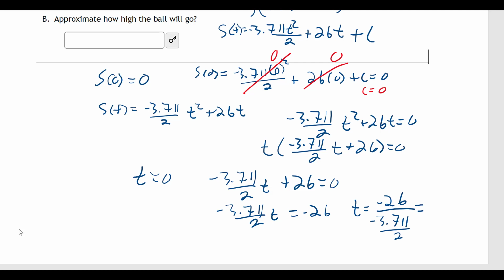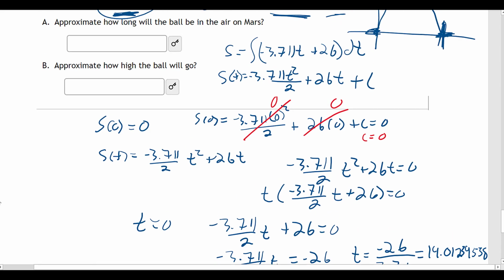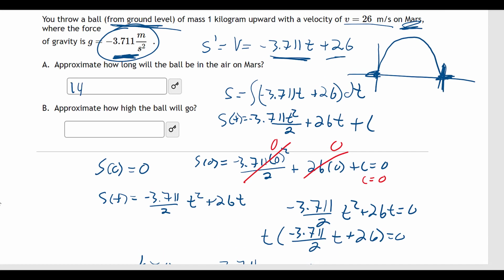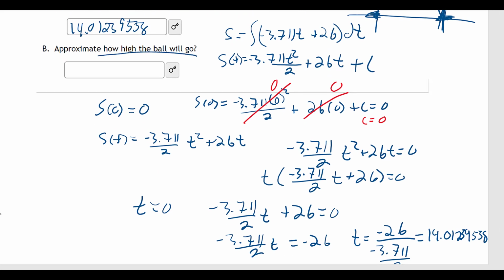And for that, I got 14.012395558. I think they only wanted 4 decimal places. The next part is how high will it go?